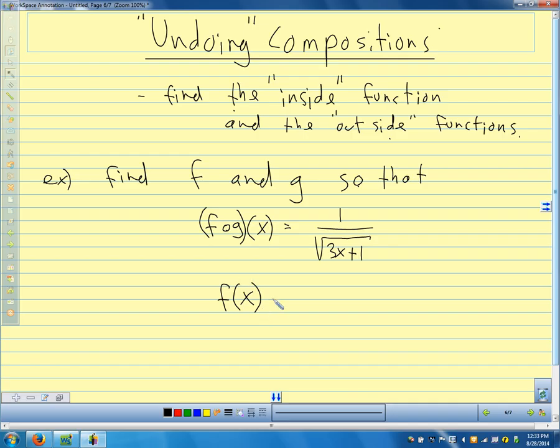1 over square root of x. I heard 1 over square root of x. If f is 1 over square root of x, then what would g be? What would the inside function be? It would make f of g this: 3x plus 1. So there's an easy one. We just said our inside function is 3x plus 1. When I stick that into 1 over square root of x, I get this.